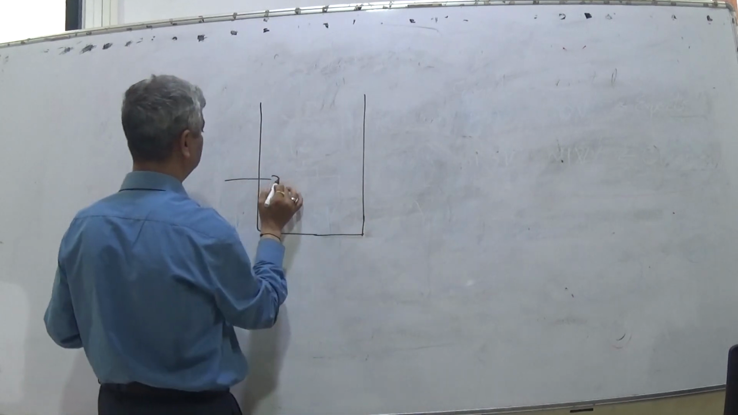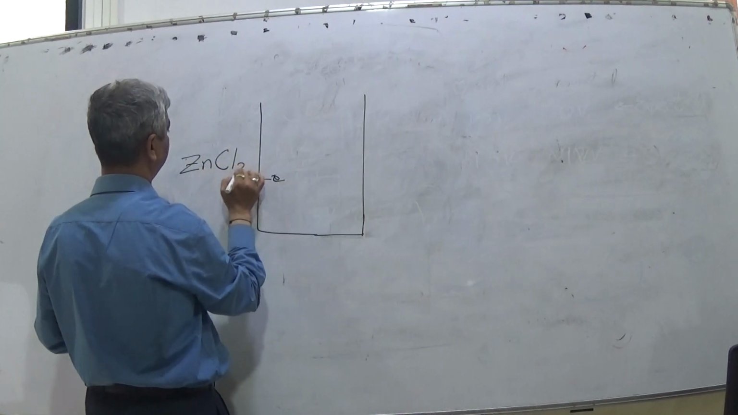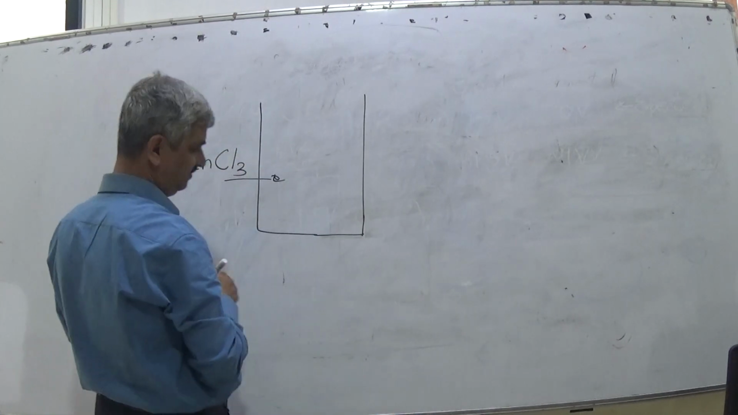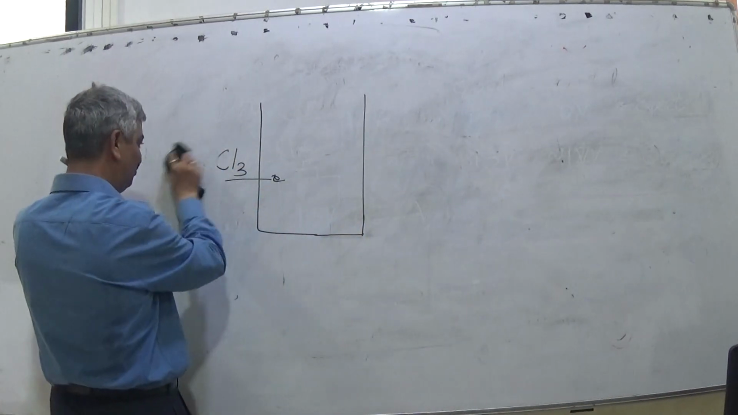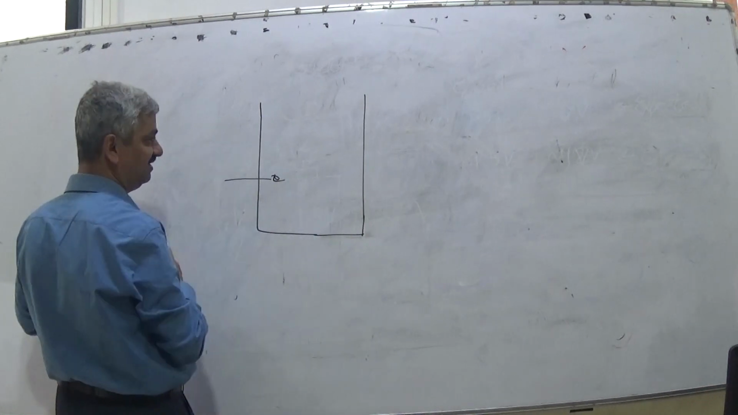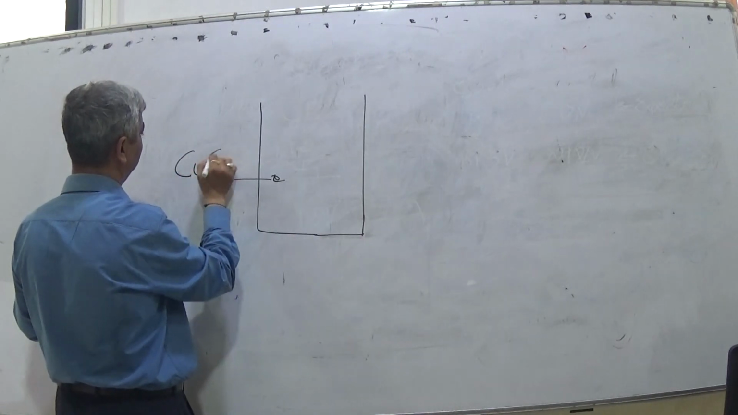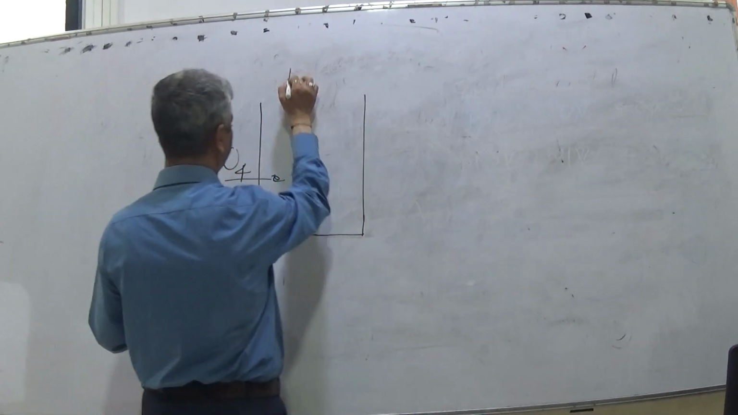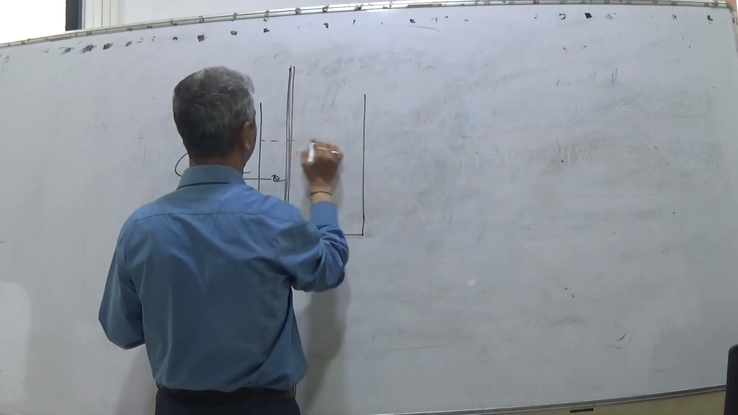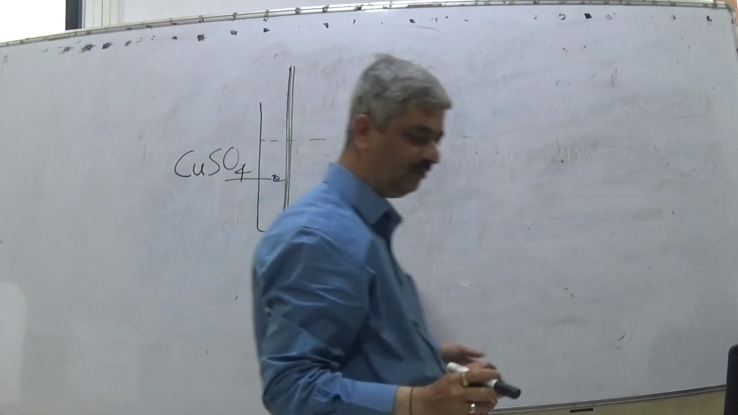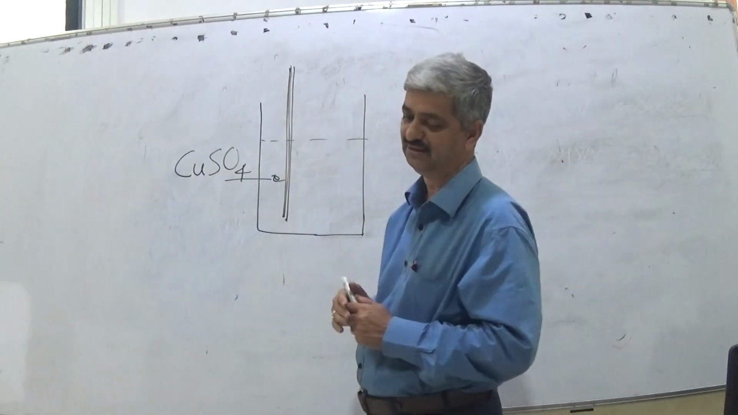let us say zinc chloride, whether ZnCl3 or ZnCl2, I don't know, but we can use the most simple one which everyone knows, copper sulfate and copper. A copper electrode, and copper sulfate solution.